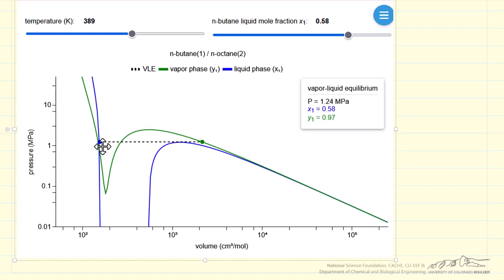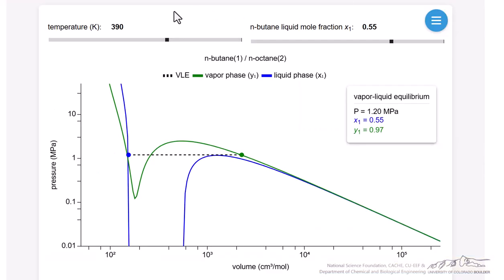And so then the liquid composition on the blue curve is in equilibrium with the vapor composition on the green curve. And of course, they have different compositions because they have different saturation pressures for the two components. So let's look at this simulation and how things change if we change temperature and the liquid mole fraction. So here's the simulation.